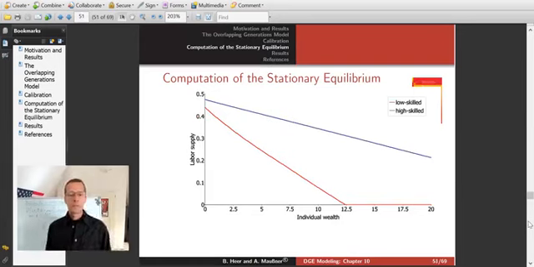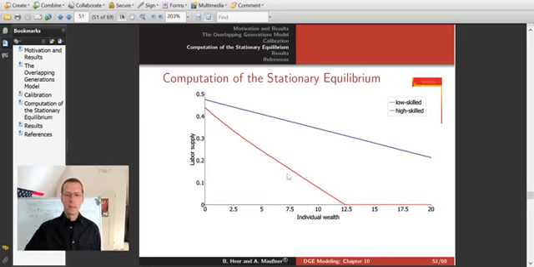Okay, and here, let me show you the optimal policy function of the labor supply of the low-skilled and the high-skilled, the college and the high school graduates. As you can see, labor supply is a negative function of wealth. So the wealthy work less, and the low-skilled people work less than the high-skilled people for every level of wealth, just like we observe in the United States.